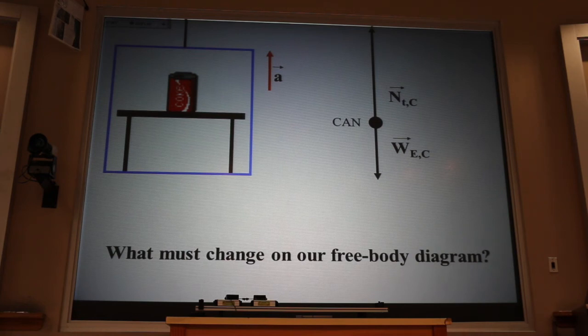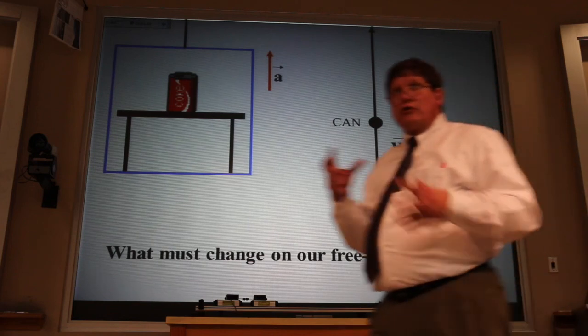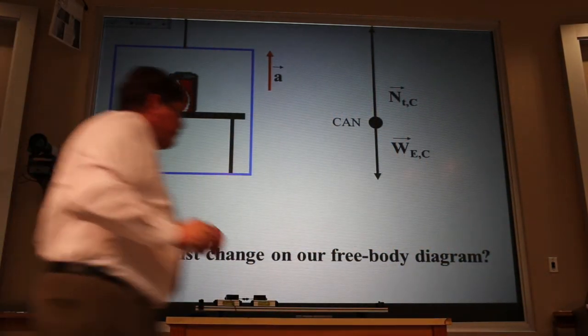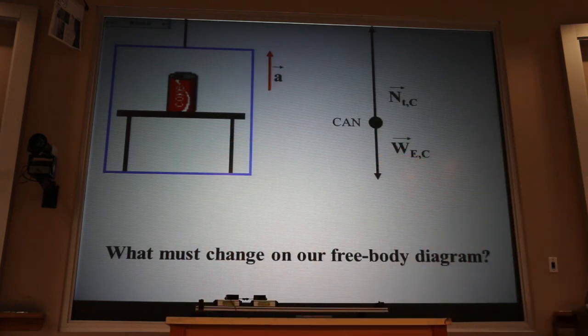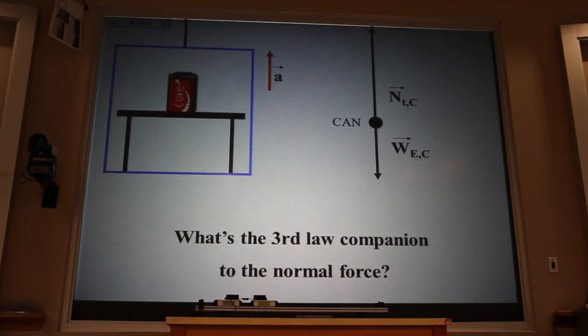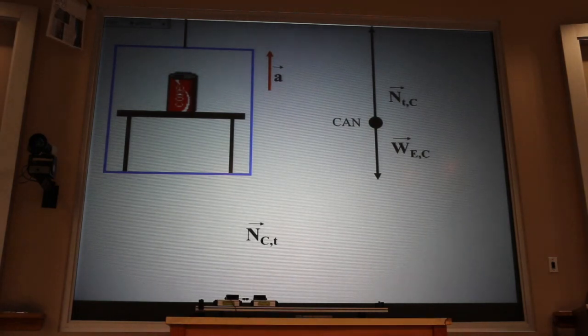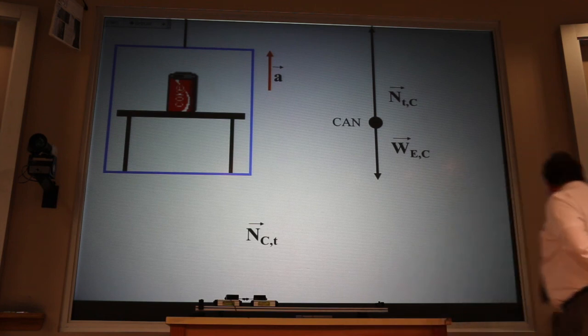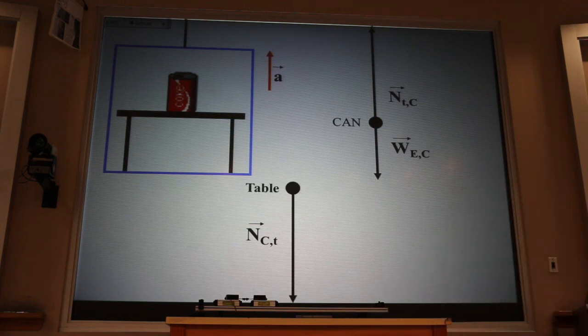And now we see that these could not be the equal and opposite third law companions because they're not equal. Now, what is the companion force to that normal force? Well, what flavor would it be? Normal. And instead of table on the can, it would be can on the table, like that. What free body diagram would I find that on? The table. Yes, this is a force by the can on the table. And that means it's on the free body diagram of the table.